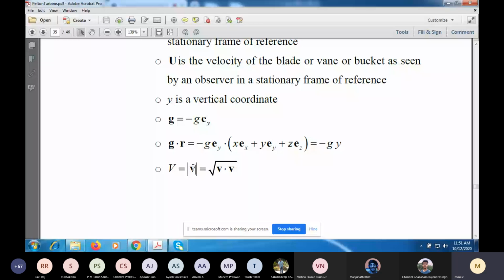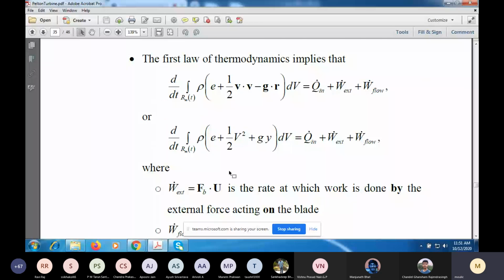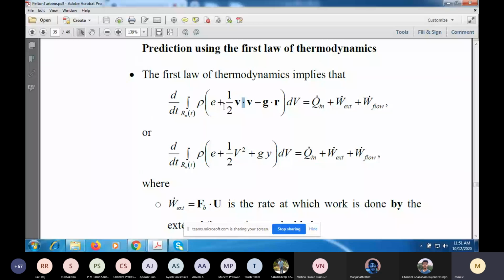So when solving problems, we can start with this, which is coordinate invariant, but then convert it to the scalar. V dot V is V squared, and minus g dot r is plus gy. So gy is the gravitational potential energy per unit mass, and half V squared is the kinetic energy per unit mass in the absolute frame. So this W dot is the work done as seen by an observer in the stationary frame.